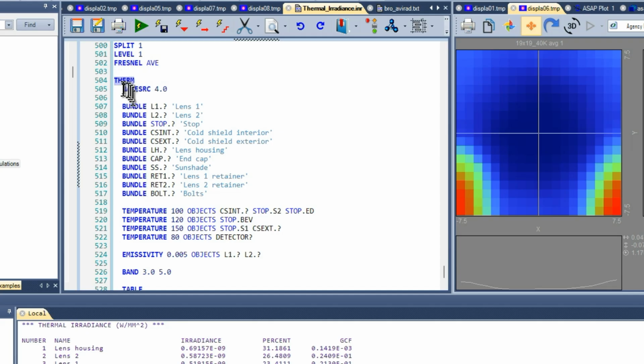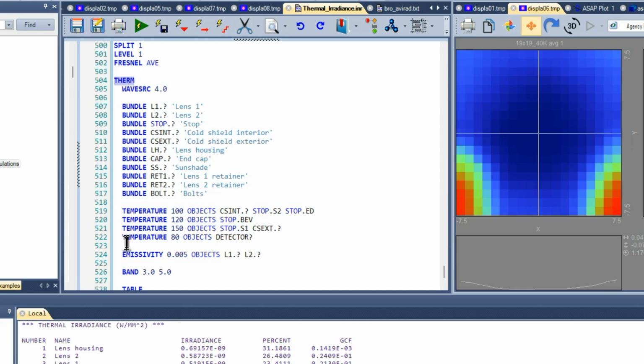set of commands. And the commands we have here are wave source, which is for setting up the wavelength of the reverse trace source that is used to determine the thermal irradiance. Bundle is what makes those groups of objects at a higher level name, so we can take all of the surfaces of lens 1 and group them together using the bundle command for lens 2, for the cold shield interior and exterior, and so on, so that they're reported in the thermal irradiance output by those bundles.